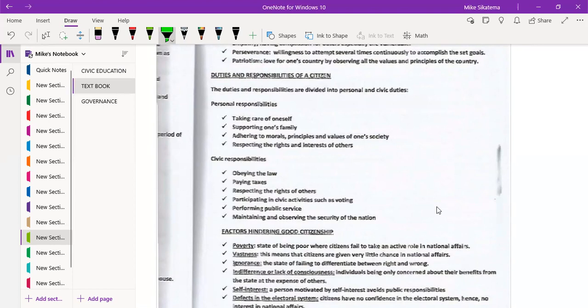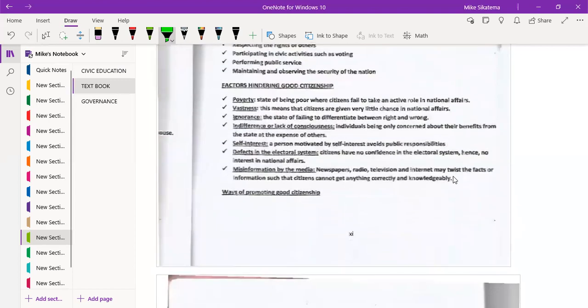of others. And there are also civic or civil responsibilities, such as paying taxes, obeying the law, respecting the rights of others, participating in civic activities such as voting and performing public services, maintaining and observing security of the nation. So at least know these so that they can come out in an essay.